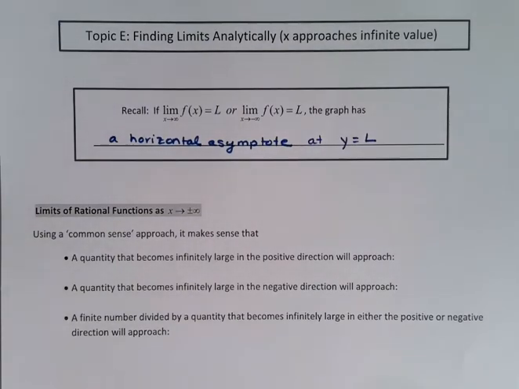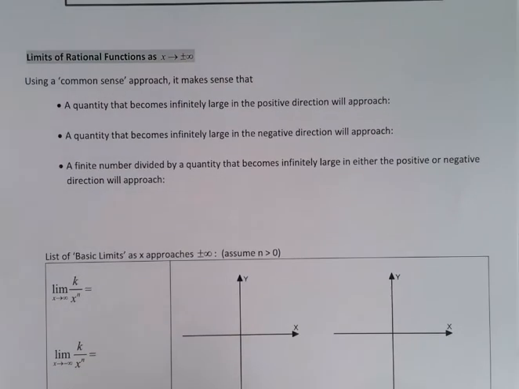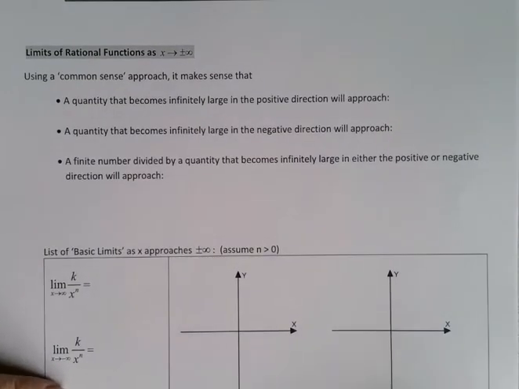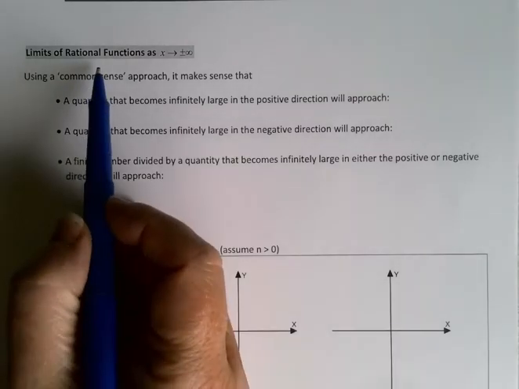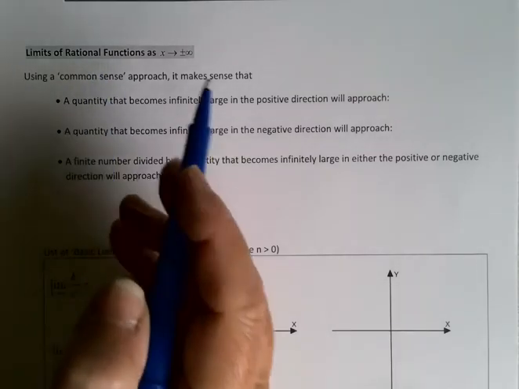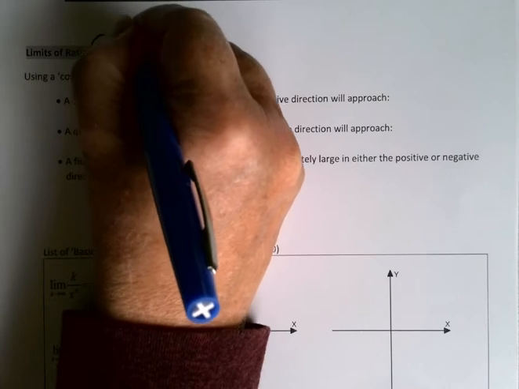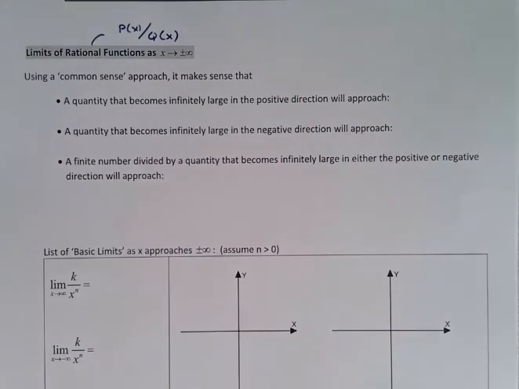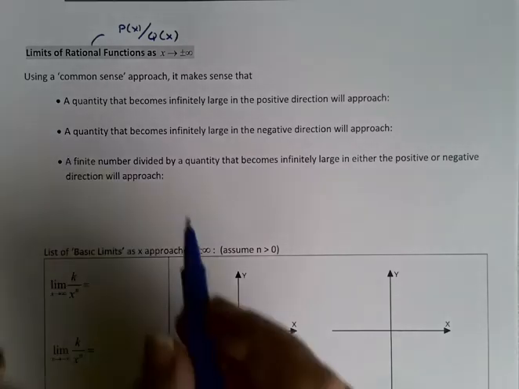All right, let's start thinking about what we'll need to consider to do algebraic limits as x goes to plus or minus infinity. I'd like to start by just thinking about rational functions. Remember, those are the p of x over q of x functions, one polynomial divided by another. As we start to think about those, there are a few basic strategies that we'll need to keep in mind. And I'm going to start out with the ones that are basically just common sense.